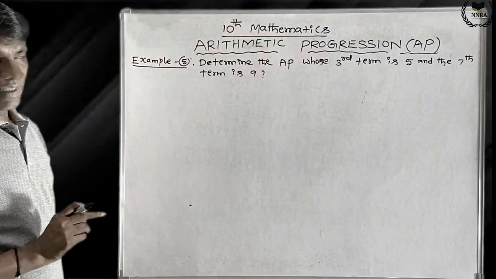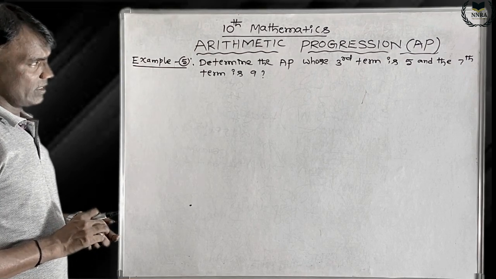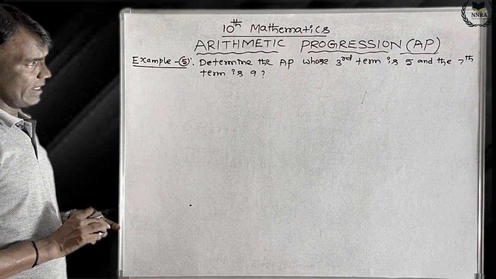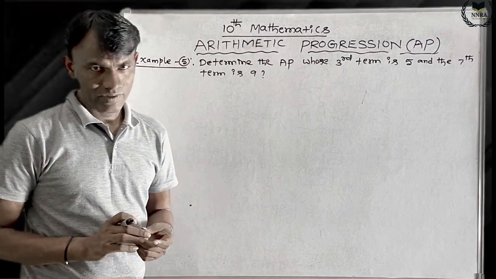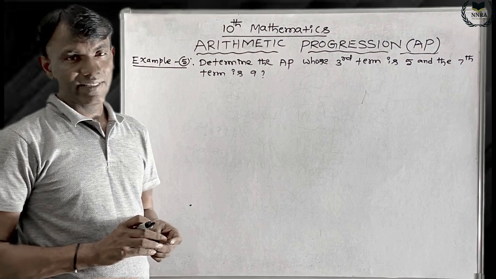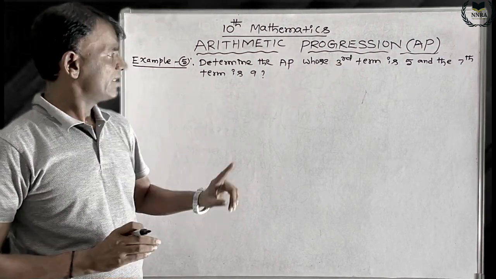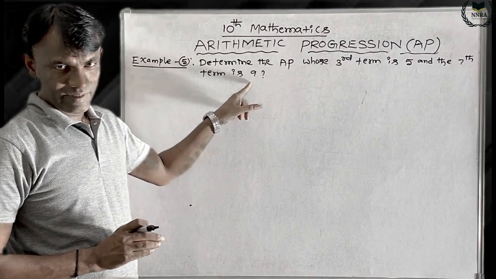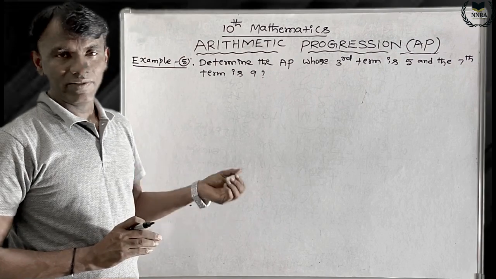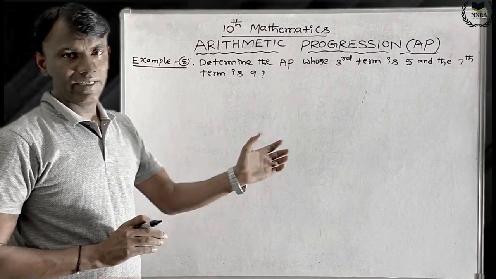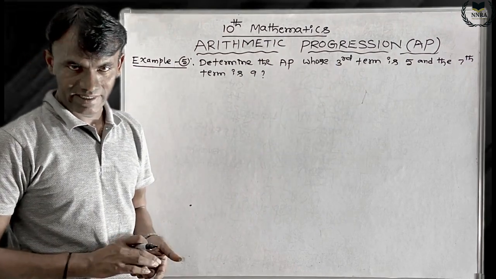Okay, now see this example, example number 5. Determine the AP whose third term is 5 and the 7th term is 9. Third term means a plus 2d. 7th term means a plus 6d. And a3 means a plus 2d is equal to 5. A plus 6d equal to 9. By solving those two equations, we get a and d values, right? And by using a and d values, we write arithmetic progression like a plus d, a plus 2d, a plus 3d, and so on. Got it?